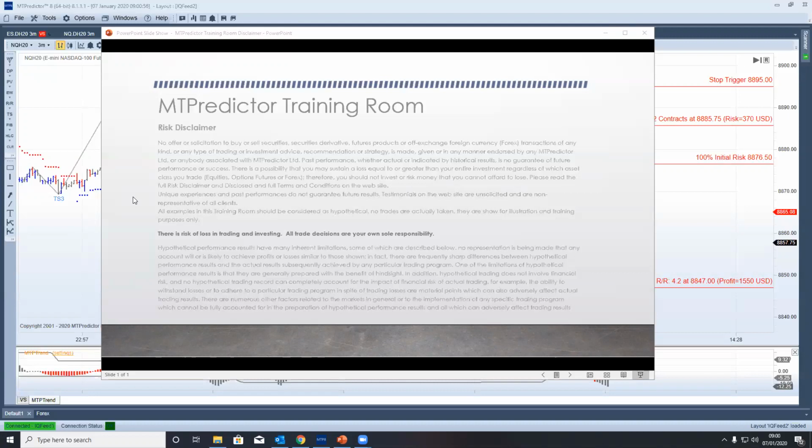Right, so let's have a look at the risk disclaimer and just remind you that all examples in this training room should be considered as hypothetical. No trades are actually taken, they're just shown for illustration and training purposes only. Remind you there's a risk of loss in trading and investing, and this is important to understand, but more importantly accept that all traders, amateurs and professionals, will have losing trades. It doesn't matter what trading approach you use, there always will be losses, and that's important to understand and, more importantly, accept.